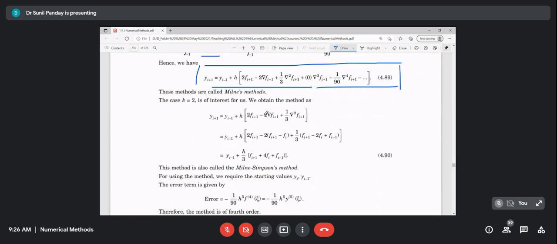So for k equal to 2, we will get this method, and this is important for us. When we are solving and someone says to use the Milne-Simpson method as a corrector, then you have to use this fourth order Milne-Simpson method to correct the values.